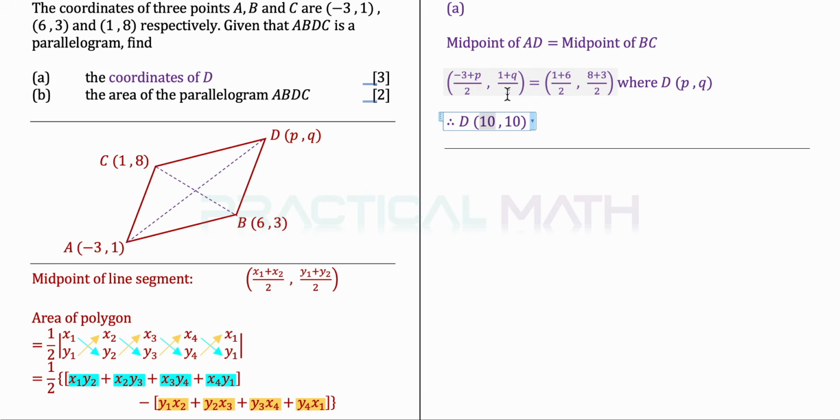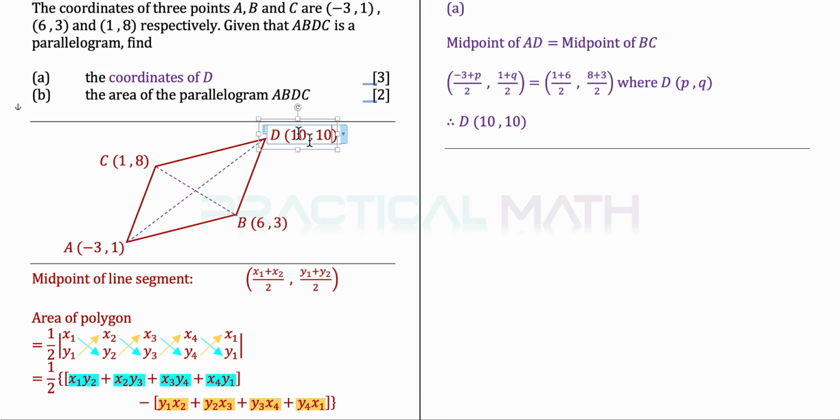You can do the same for your y coordinates. You have the same denominator of 2, you can ignore that. So 1 plus Q is actually equal to 11. Q will therefore be 11 minus 1. So the answer for D coordinates is actually 10. So once we get the D coordinates out, which is a 10 here, this is going to be 10, comma 10.